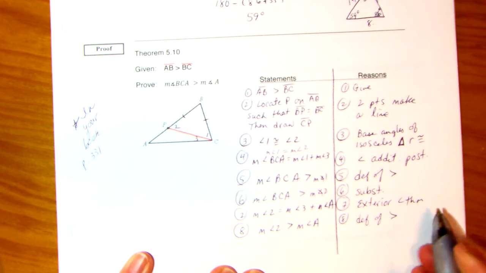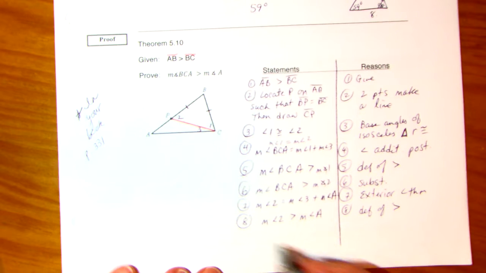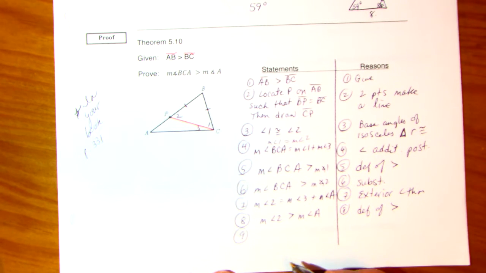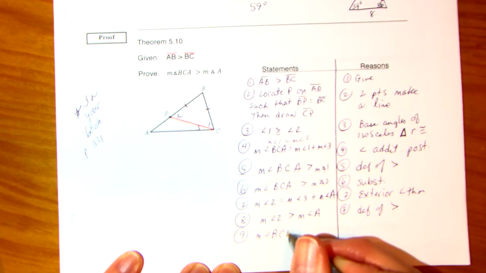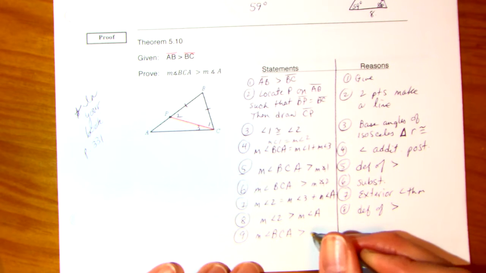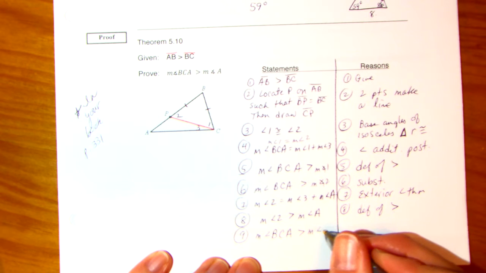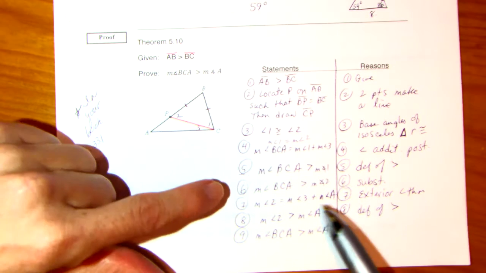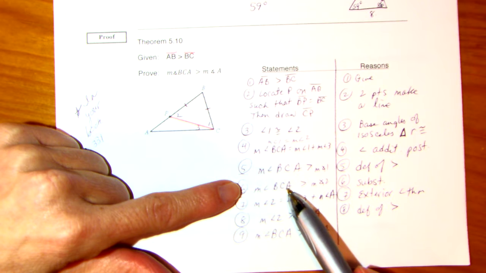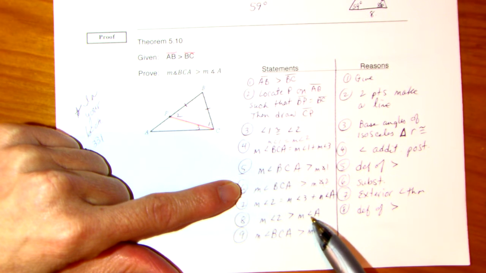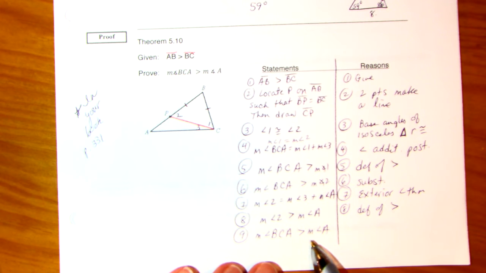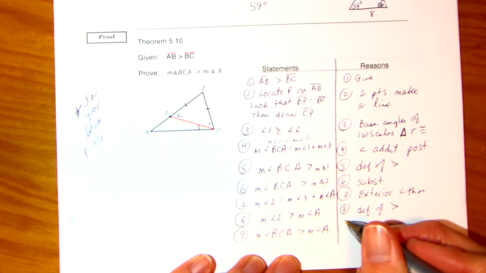Definition of an angle. Again, I'm going to look that up. Not sure where this popped up out of. And then last but not least, the measure of angle BCA is greater than the measure of angle A. Because BCA is greater than measure of angle 2. Measure of angle 2 is greater than measure of angle A. So BCA is greater than measure of angle A. So that's transitive.